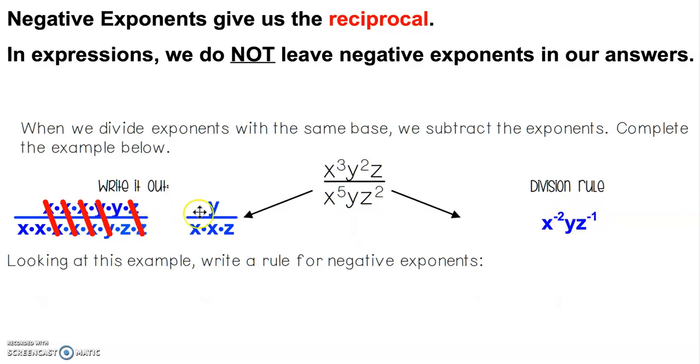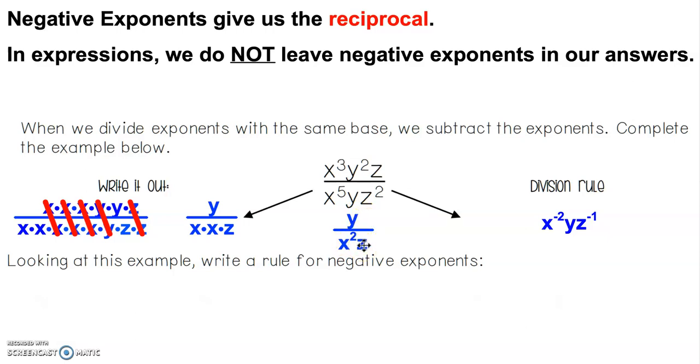So how are these two related? Well, what we did in the previous page is we looked at the negative exponent really being the reciprocal. So where would we place that x squared? We'd place it on the bottom. Z to the negative 1 would be placed on the bottom. So it would look like y over x squared z.